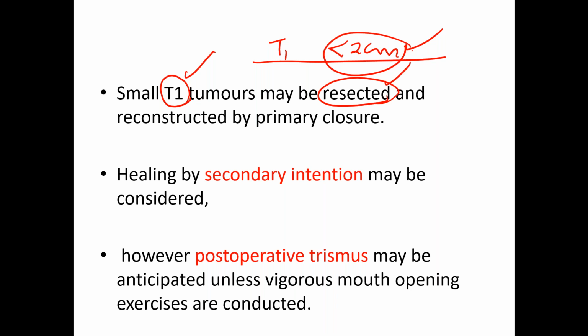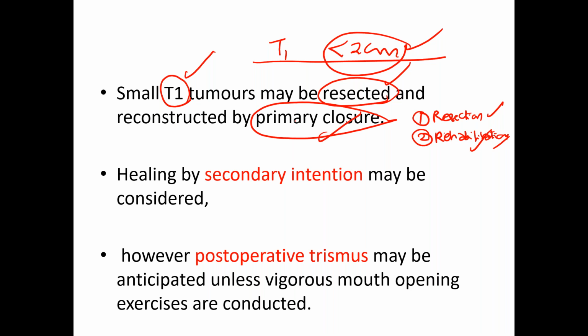They are resected. So for any cancer, number one, you have to remove that cancer. Number two is rehabilitation. These are the words in oncology you should know: resection and rehabilitation. And you can go for primary closure itself. What is primary closure? During surgery, for example, with a tumor less than 2 centimeters, if the cheek is involved, you remove the tumor, then oppose the margins and suture it. That is called primary closure. That is, it is closed during surgery itself.